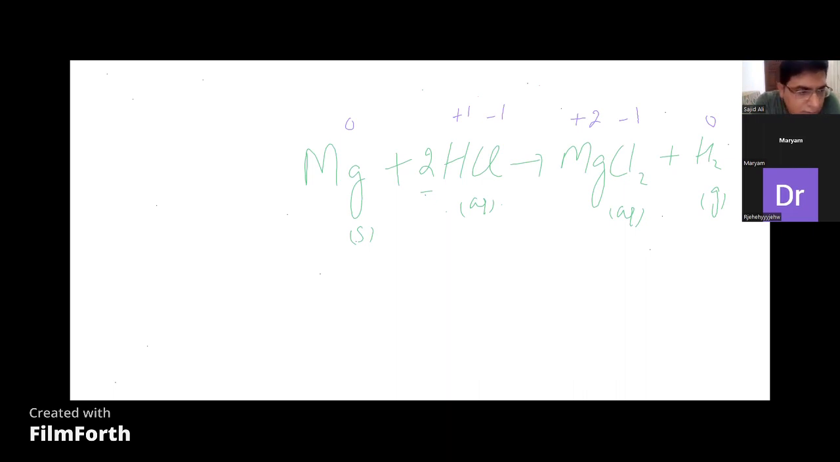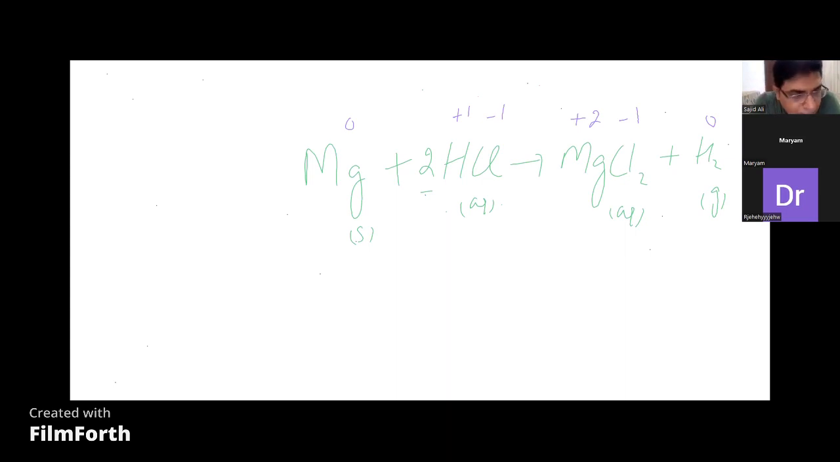Okay. Let Mariam explain this. Mariam, can you explain this in a very simple way? It's very clear from the equations how one of the elements is being oxidized and the other element is being reduced in this reaction.